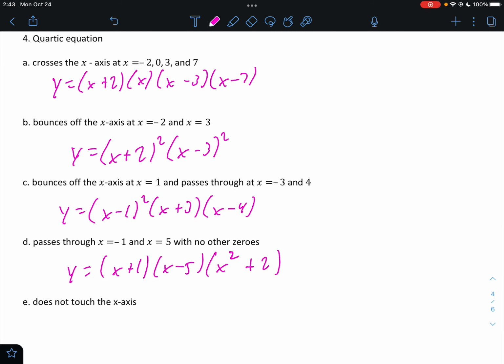Does not touch the x-axis. All right, this is actually possible because a quartic is going to look like this, right? Or if it's upside down, it would look like this. So this one is actually possible. We just have to make sure that no real zeros exist. So we can do x squared plus 3 and x squared plus 7. And I'm just making those numbers up there. They could be anything as long as neither one of these will have real solutions, which they will not. But it would still be a fourth power because x squared and x squared would be x to the fourth.